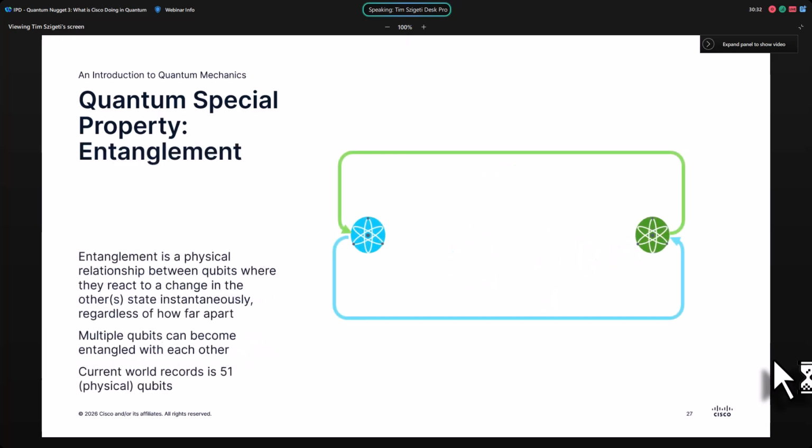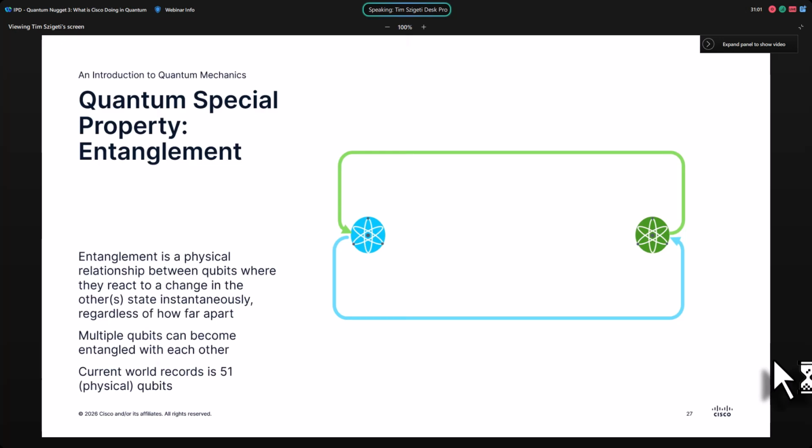Okay. Now, the other super interesting property is this spooky action at a distance. That's what Einstein called it back in 1935, where you could have these particles that could be separated by as far a distance as you can imagine. They could be separated by galaxies. And then as soon as one exhibited a change of state, so did the other. And it did so instantaneously. And this relationship is called entanglement.